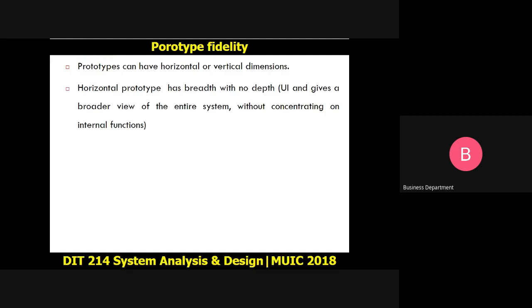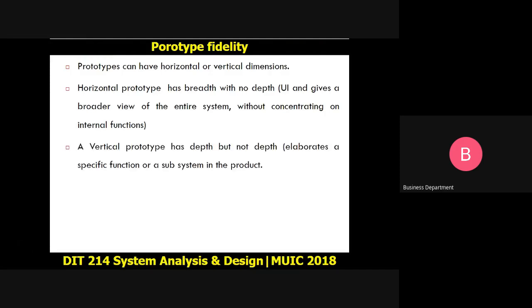So if you do a prototype that demonstrates to the user the different kinds of features you are going to have on the system, but that prototype doesn't go into depth about how those features shall be implemented, then we call that one a horizontal prototype. Breadth means that you can see so many features, but it has no depth. That means we are not concentrating on the internal functions of how our proposed system will implement those functions.